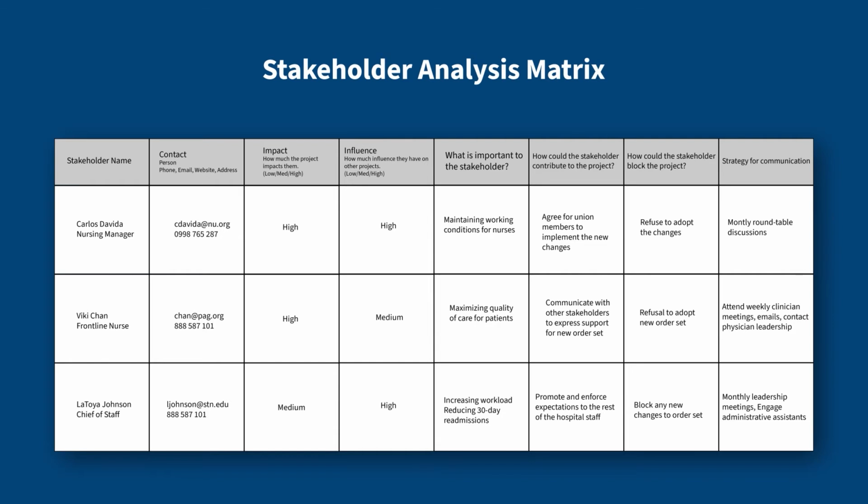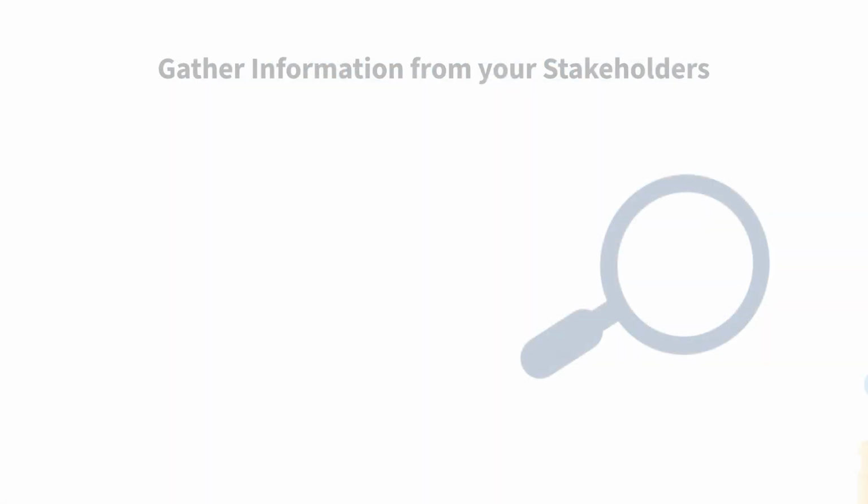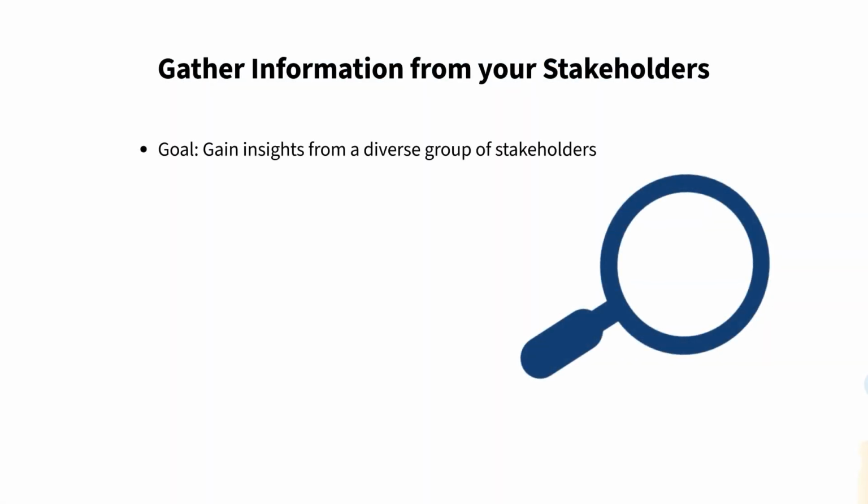After identifying your stakeholders, the next step is to talk with stakeholders about what matters to them. Make sure you gather information from a diverse group of stakeholders. Ask stakeholders questions, observe, and reflect to get a better picture about what matters to each stakeholder or group and how the intervention will impact them.